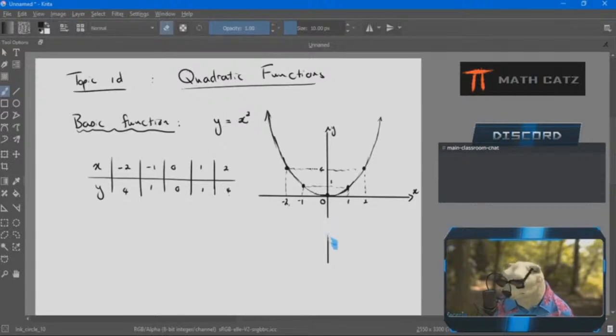Let me just make some space here. I don't need the y-axis to be that long at the bottom.